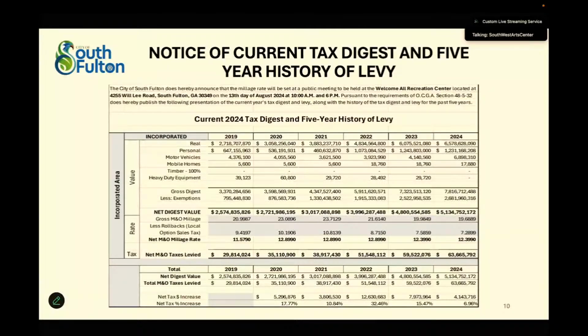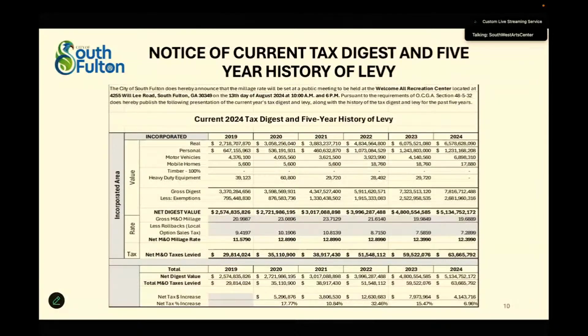It's a little busy, but this is advertised with our millage rate hearings in the newspaper. It gives a 5-year digest history of the levy, and you can see over time how our taxable digest has changed. It has increased because we have annexed additional property into the city, and it has also increased because the value of property has gone up.